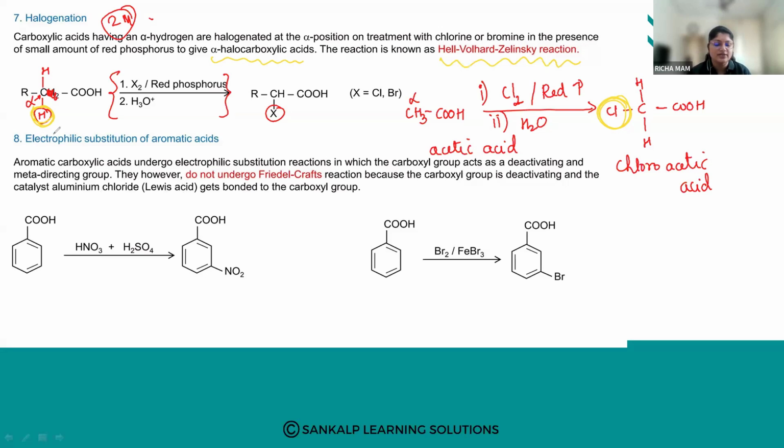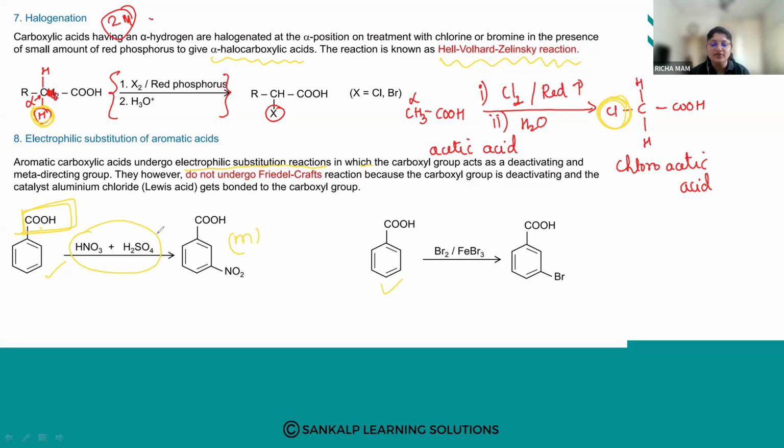Next, we are going to see ring substitution. Aromatic carboxylic acids undergo electrophilic substitution reactions at the ring. Because of the presence of the COOH group, the incoming electrophile will be directed to the meta position. Further, it deactivates the benzene ring.